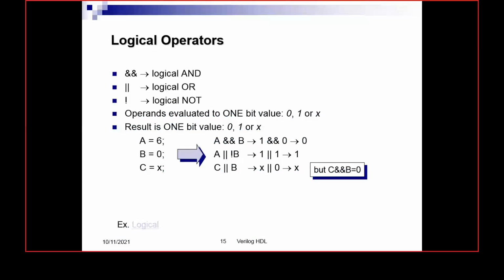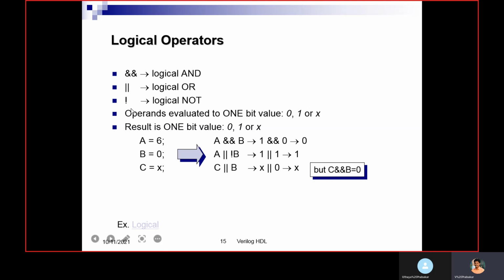First one is the logical operator. This is double AND, which represents logical AND. The double pipe symbol represents logical OR. This exclamation symbol represents logical NOT. The operand evaluates to a 1-bit value.